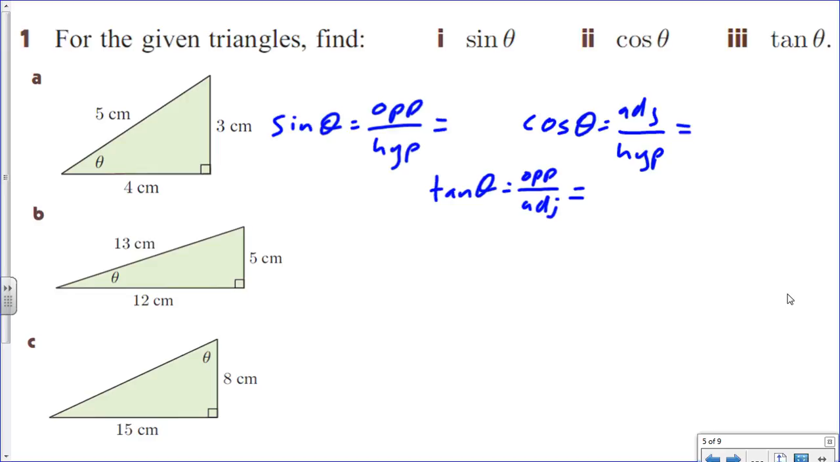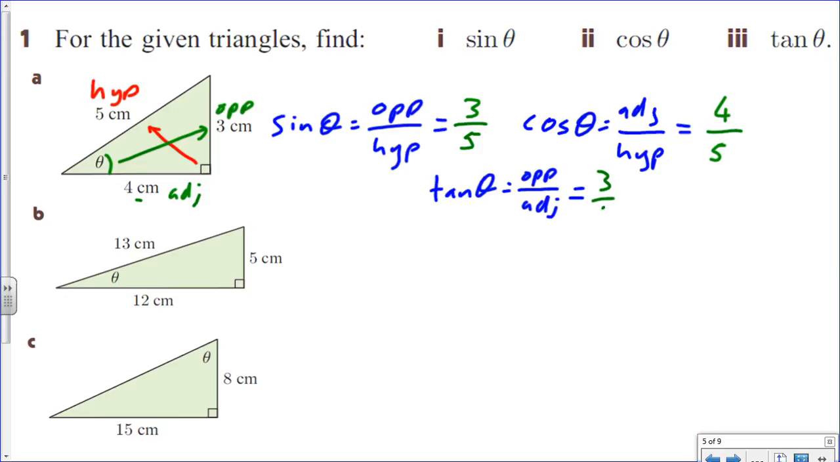Next we have a look at our diagram. So again, the side opposite the right angle is our hypotenuse. Here is our marked angle. The side opposite the marked angle is our opposite side. And the side next to our marked angle is our adjacent side. So when we're doing our calculation, the opposite there is going to be 3, and the hypotenuse is 5. Then cos theta, our adjacent side here is 4, and our hypotenuse, we've already discovered, is 5. And the last one, tan theta, is opposite over adjacent, so it's going to be 3 over 4.